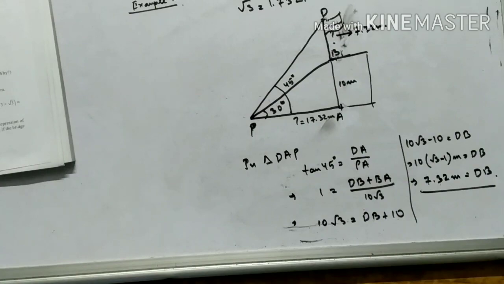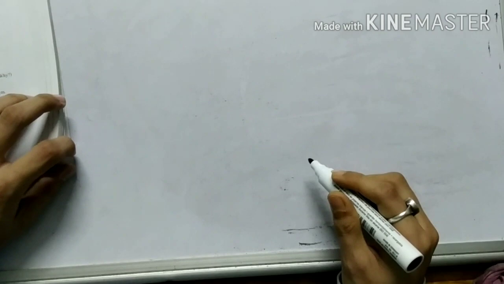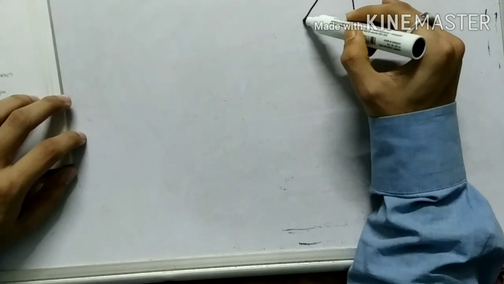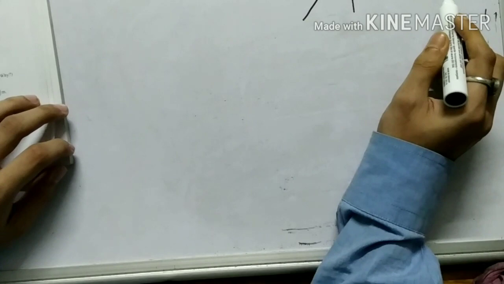Next it is example 5. The shadow of a tower standing on the level ground is found to be 40 meter longer when the sun's altitude is 30 degrees than when it is 60 degrees. Find the height of the tower. So in here one tower is there. This tower is casting a shadow. The shadow of a tower standing on the ground is found to be 40 meter longer when the sun's altitude is 30 degrees.